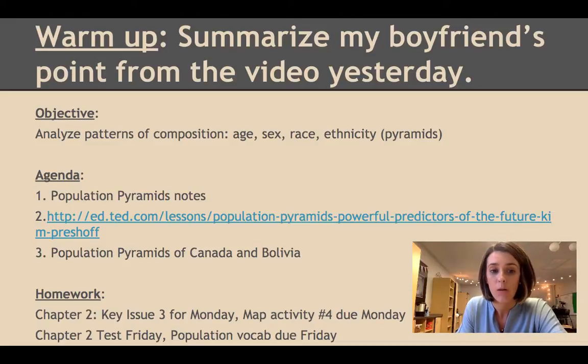Homework reminders, Chapter 2, Key Issue 3 is due for Monday. Map activity number 4 is due for Monday as well. And then don't forget that your Chapter 2 test is scheduled for next Friday, so a week from today. And then the population terms on your vocab list, I'm going to check those in next Friday as well. So let's go ahead and get started.